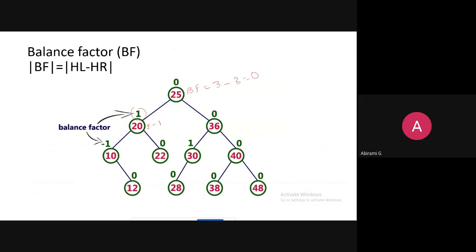What is the balance factor of 10? 10 has no left node, only a right node. So height of the left is 0 minus height of the right is 1. One path is there. So it's minus 1. So minus 1 is the balance factor of 10.